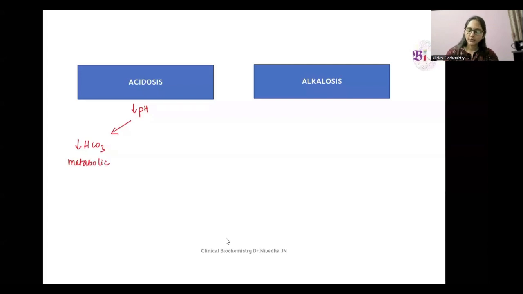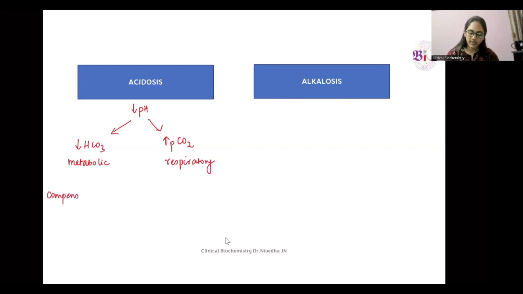Again, a fall in pH, when it is accompanied by an increase in PCO2, we would call it what? We would call it respiratory acidosis, is it not? Yes, respiratory acidosis. So please understand the arrows here. A fall in pH will be explained by either a decrease in bicarbonate or an increase in PCO2. Now, who will come for compensation?